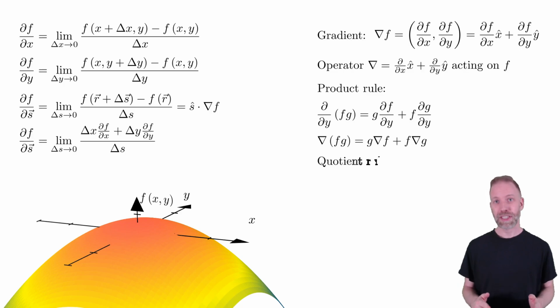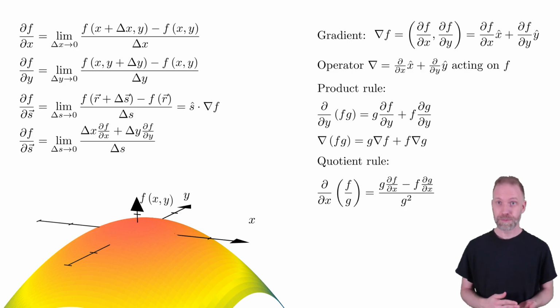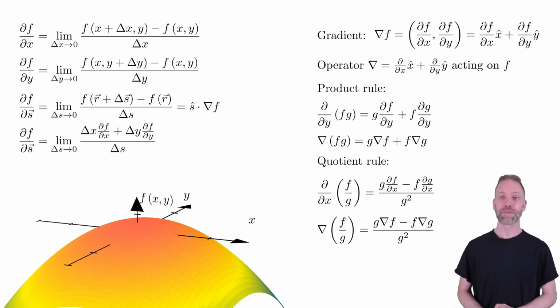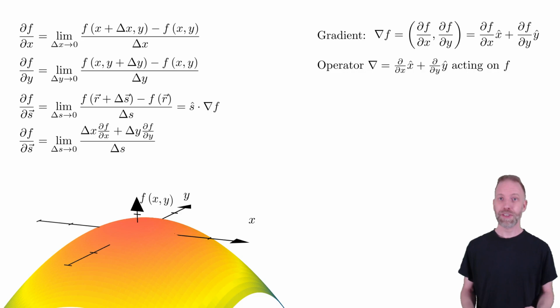The situation for the quotient rule is about the same. It still holds for the partial derivative, and therefore we can write it for the gradient as well. Before we go to chain rule, let us first mention what happens in the case that f is a function of x and y, but y in itself is a function of x.